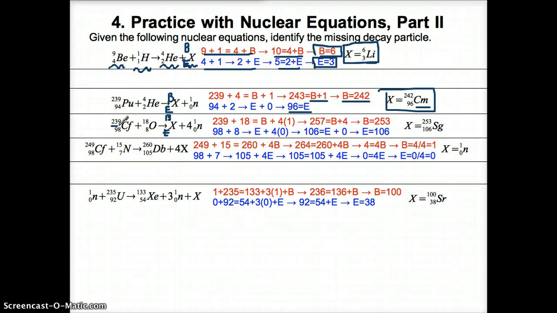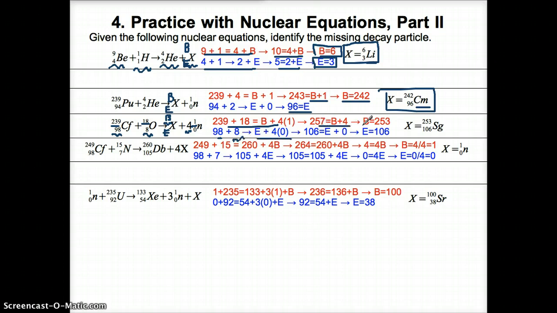So how you set up this math for the masses is the sum of the mass on the reactant side, 239 plus 18, is equal to the sum of the mass on the product side, which is B plus, since you have a coefficient of 4 in front of here, you have 4 times 1 for the total mass of these 4 neutrons. And the sum of the charges on the reactant side, 98 plus 8, must be equal to the sum of the charges on the product side, which is E from X plus 4 times 0, since you have 4 neutrons instead of 1. So you multiply 4 times 0.